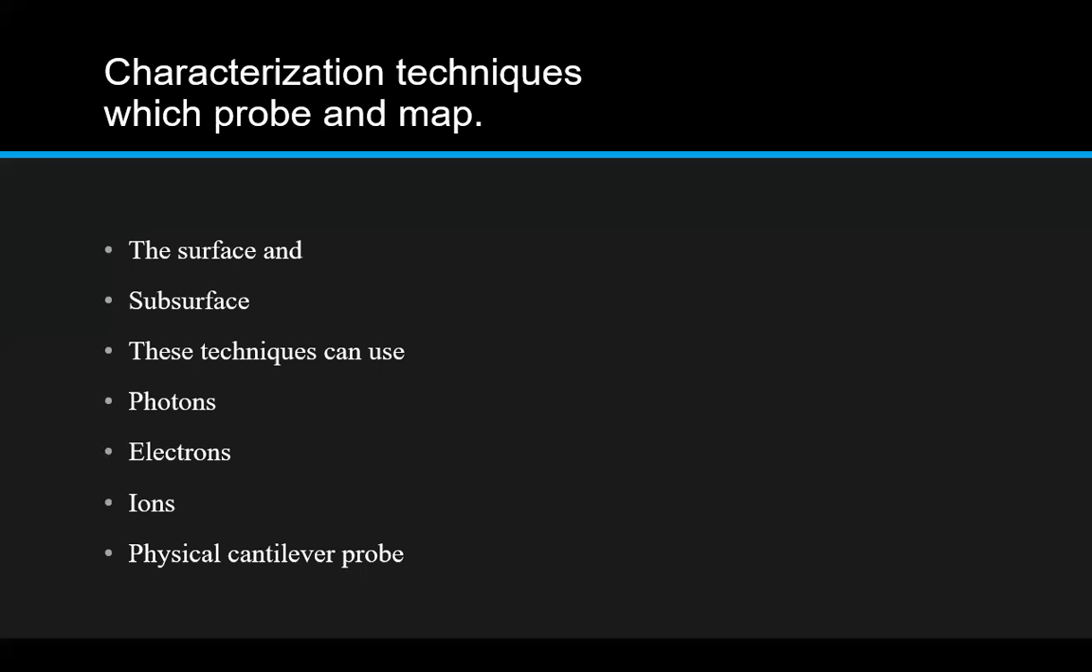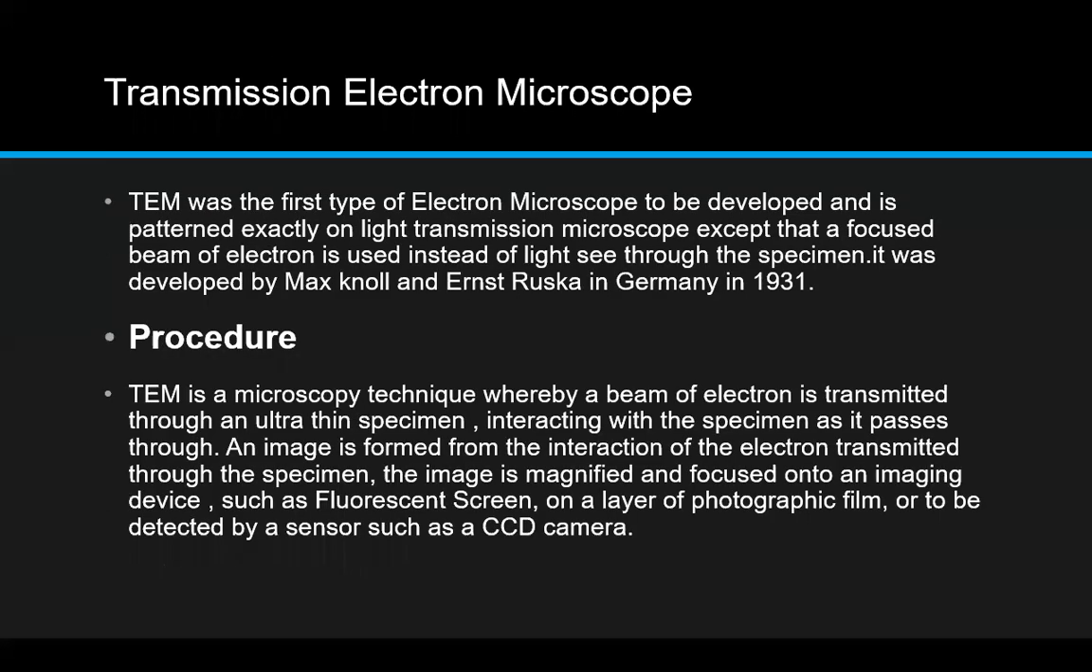The techniques by which a material can be characterized: first is transmission electron microscopy. Transmission electron microscopy was first developed by Max Knoll and Ernst Ruska in Germany in 1931. It is patterned exactly on the light transmission microscope, except that a focused beam of electrons is used instead of light to see through the specimen.